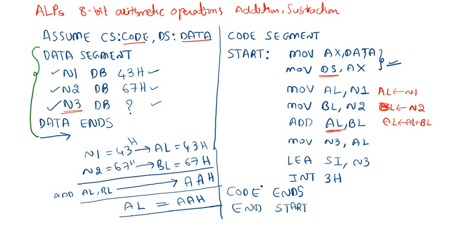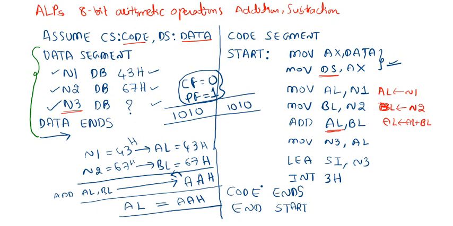Along with this, a few of the flags will also be affected. And what are those? The carry flag is 0 because there is no carry at this MSB bit. And AAH, when I write AAH in binary form, 10101010, so that means you have 4 ones, an even number of ones, so the parity flag will be 1, right? So these two flags will be affected with the help of this ADD instruction, right?